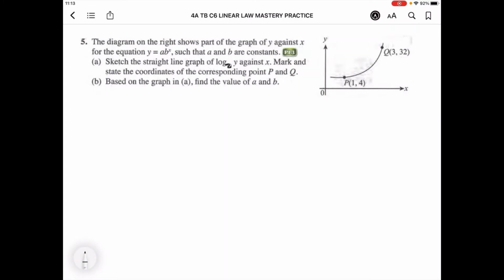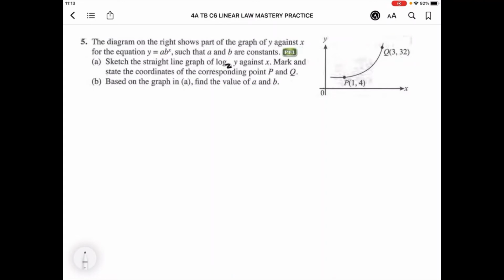If you use log base 10, your answer will be in lots of decimals, right? It will be very complex. It's supposed to be log base 2. Now first they say you have a straight line y equals ab power x, okay? And you're supposed to sketch a straight line when you plot log base 2 y against x, and they ask you to mark the coordinates.